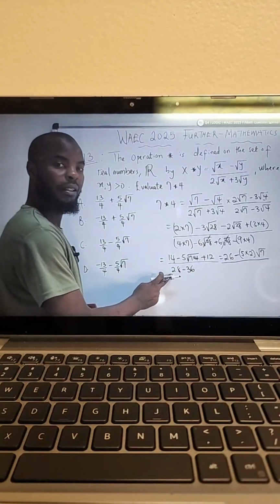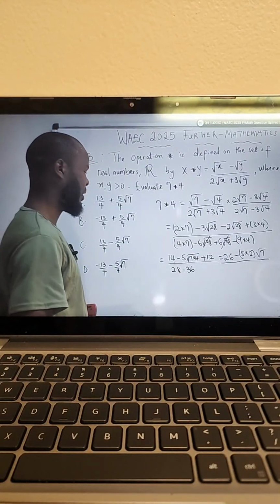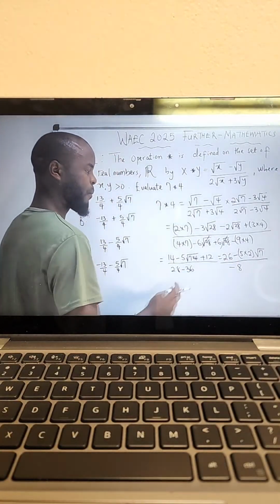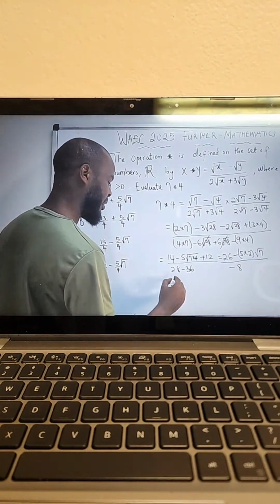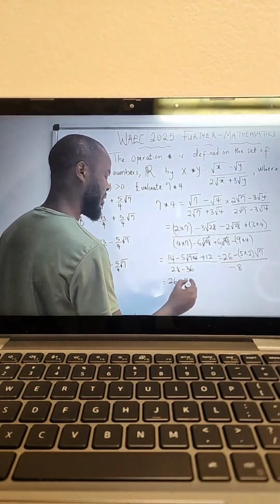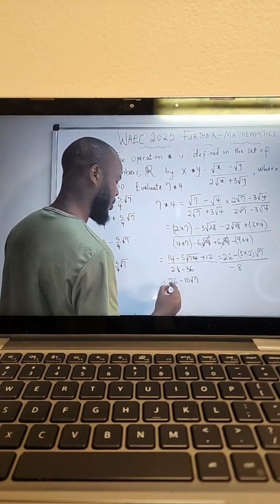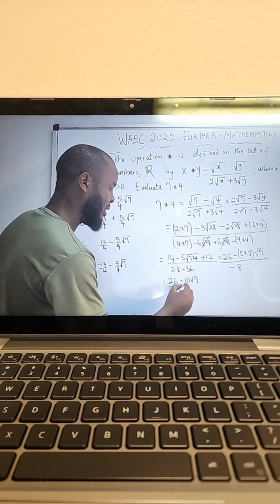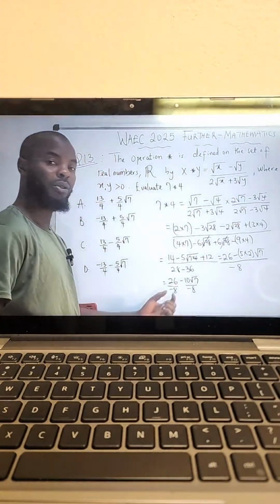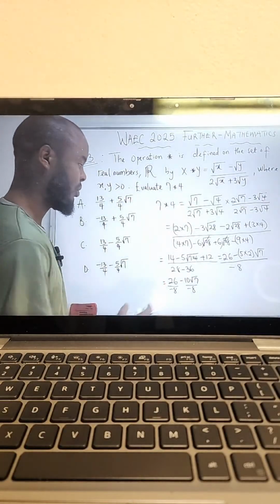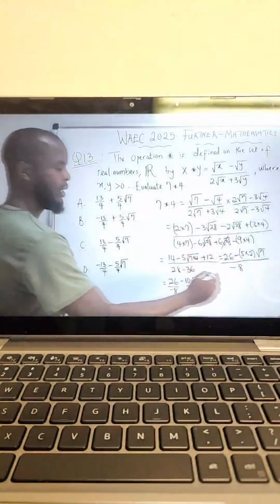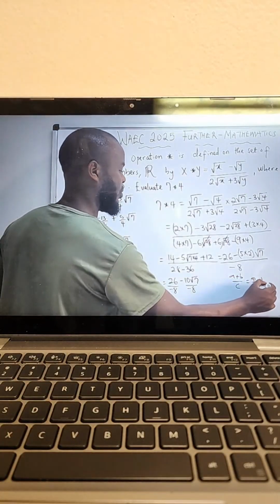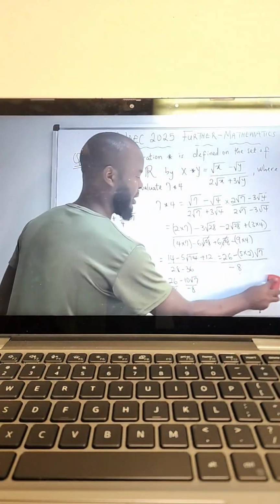28 minus 36. Okay? 28 minus 36 should be negative 8. So here, at the top, we have 26 minus 5 times 2, 10 root 7, all over negative 8. So you can distribute negative 8 to each of them. I've explained this too in my previous video. The rule that says when you have A plus B over C, it can be A over C plus B over C. You can check my previous video on this.